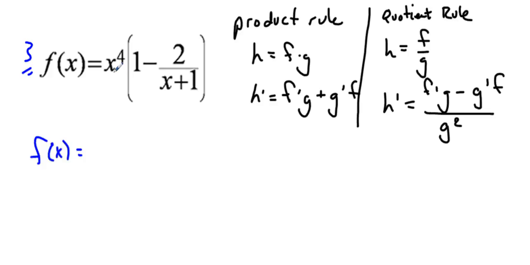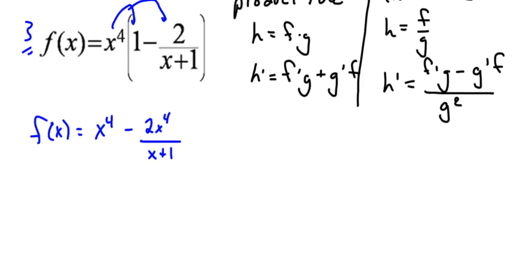So what we're going to do is take x to the fourth and distribute it through to each one of these terms. So I'm going to have x to the fourth minus 2x to the fourth over x plus 1. Now what we did was eliminate using several different rules repeatedly when we find our derivative. So from here, I think we're ready to take the derivative.